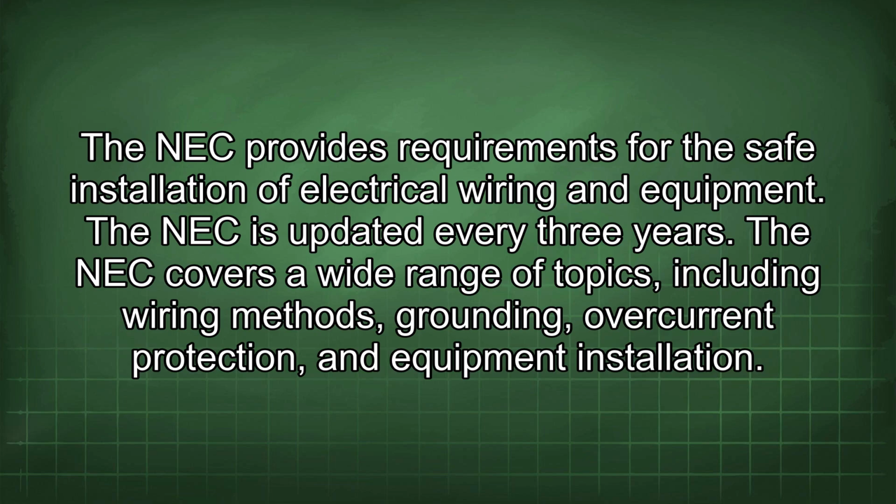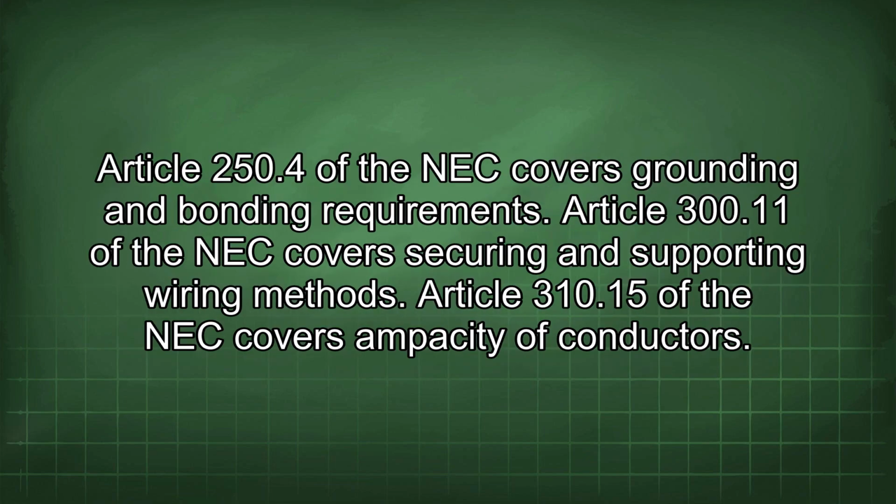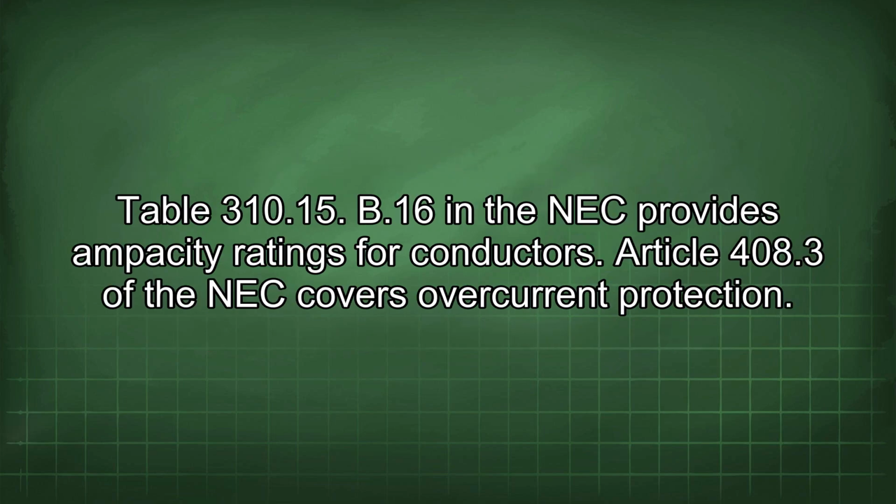The NEC covers a wide range of topics, including wiring methods, grounding, overcurrent protection, and equipment installation. Article 250.4 of the NEC covers grounding and bonding requirements. Article 300.11 covers securing and supporting wiring methods. Article 310.15 covers ampacity of conductors. Table 310.15(B)(16) in the NEC provides ampacity ratings for conductors.